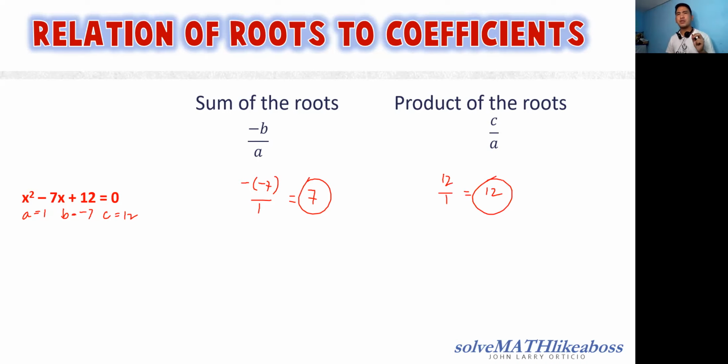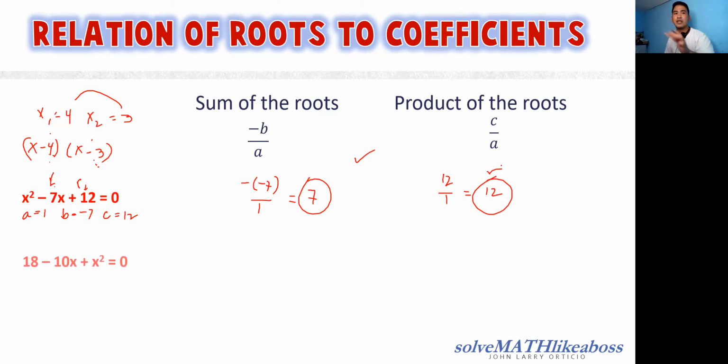Now, let's see if the sum is 7 and the product is 12 by getting the roots of this equation. So, this is factorable. So, x minus 4 and x minus 3. Di ba? Two numbers, when added, the result is the middle term, and when multiplied, the result is the last term. So, change the sign. X sub 1 is 4 and x sub 2 is positive 3. To get the sum, the result is 7. To get the product, the result is 12. So, check po.